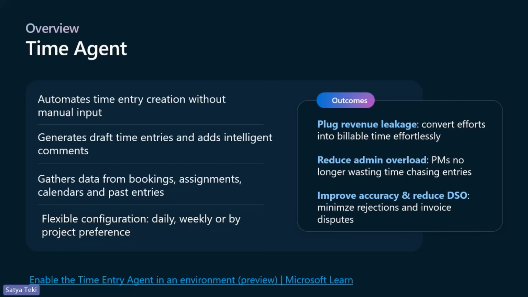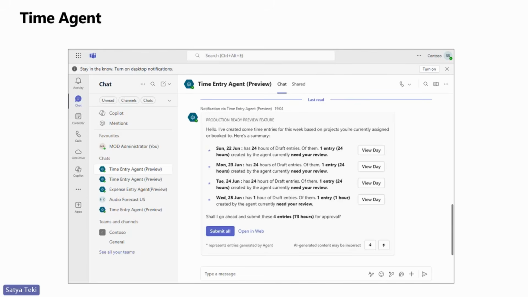Key benefits include plugging revenue leakage, reducing overload for project and admin teams, and it also helps minimize errors and improve DSO, days sales outstanding. Here is a quick glimpse of time entries that have been created by the agent. Users have the opportunity to view details of the time entries directly within Teams. Once reviewed, users can submit the time entries directly from Teams.